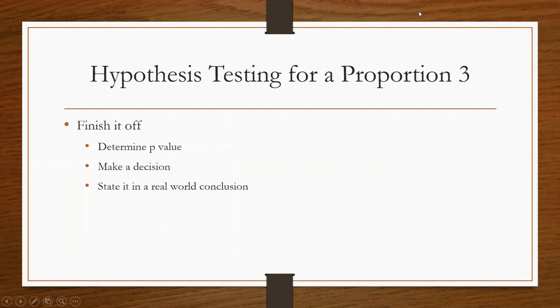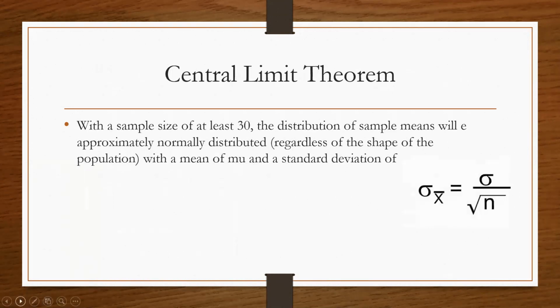And then just finishing it off based on that, you determine the p-value, you make a decision, and you state the real world conclusion. You're going through the same 5 things. I'm just trying to highlight the stuff that changes, because this stuff will never really change. However, the other stuff, there's a lot more.